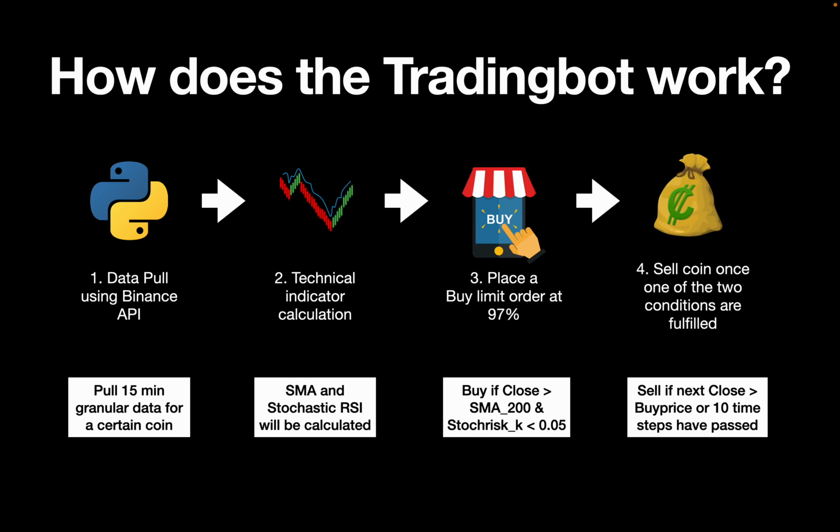Hello and welcome. In this video we are going to build a crypto live trading bot with Python. To better understand the coding, I will go through how it is working before so that you can better follow along. So first of all, we are pulling 15-minute granular price data using the Binance API. With this price data, we are going to calculate technical indicators, namely the simple moving average and Stochastic RSI K-line.